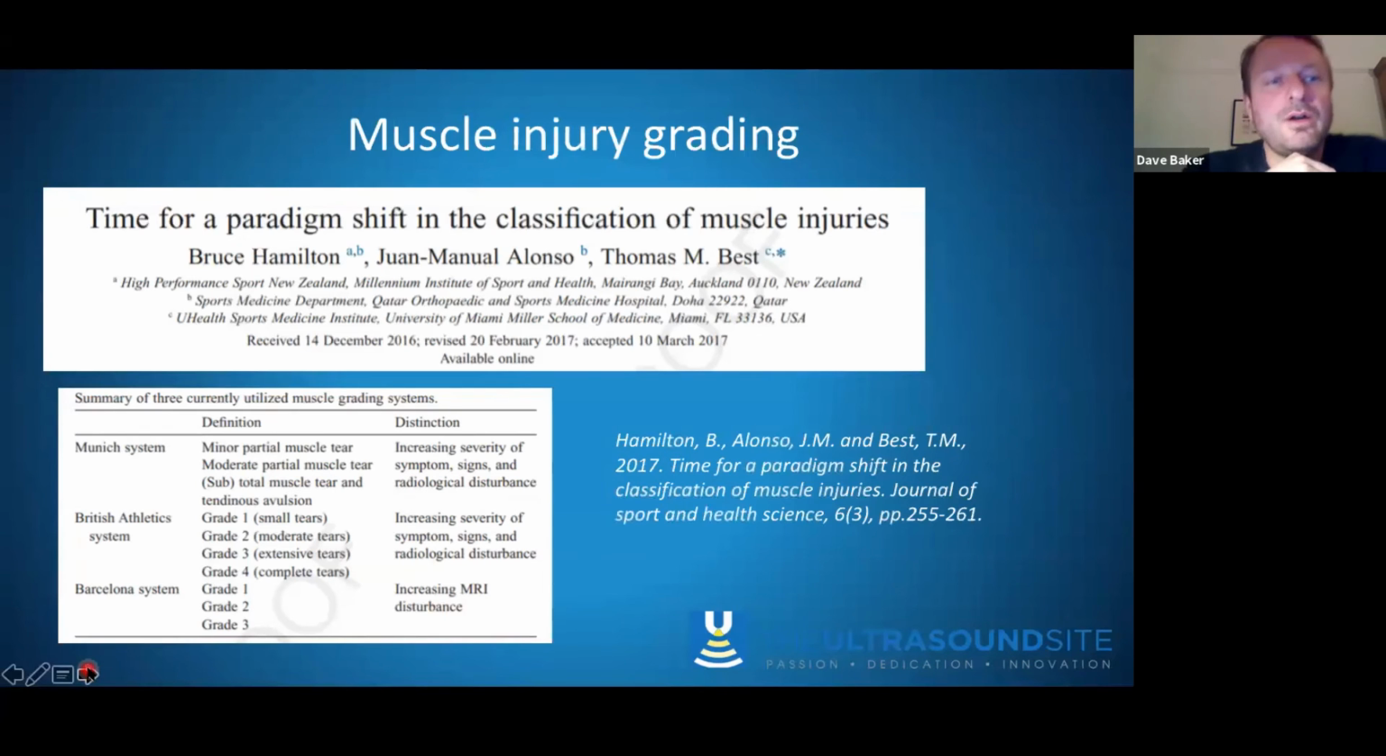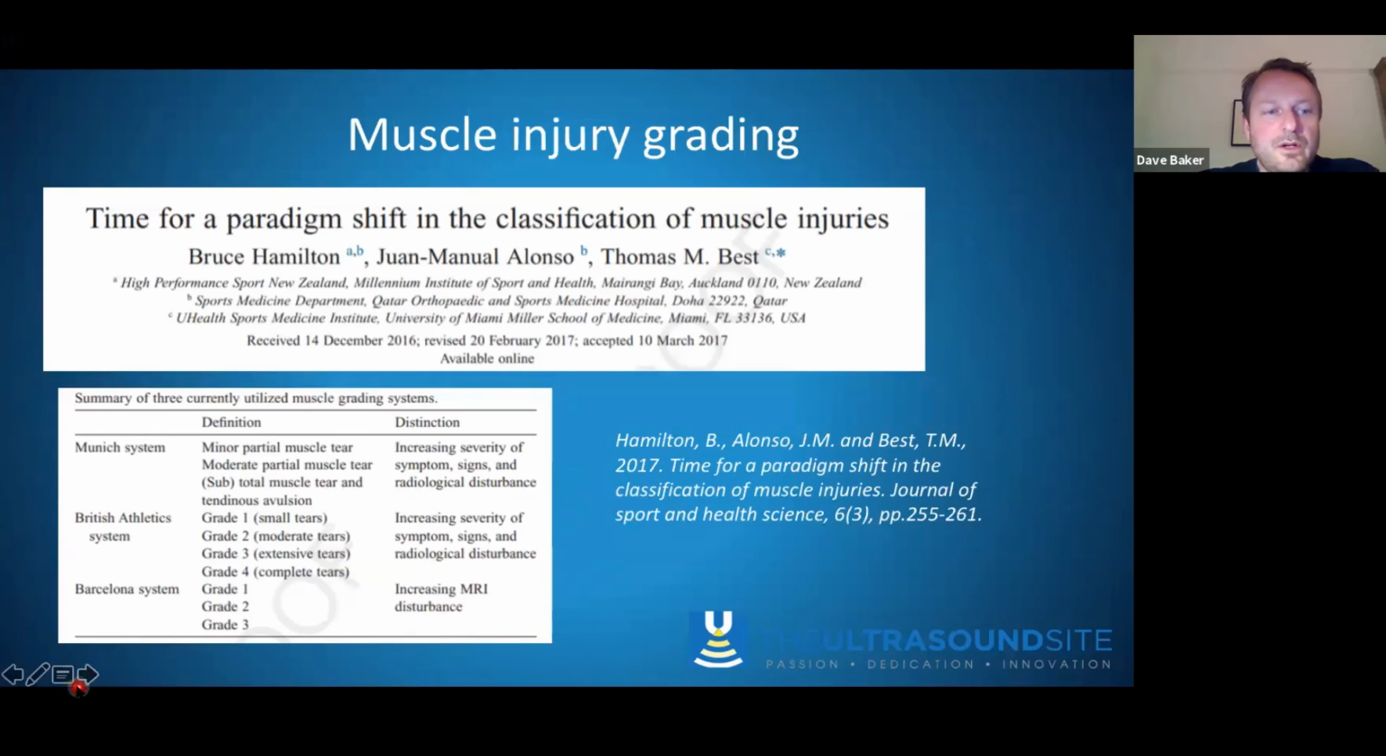So there are a number of different grading systems for muscle injuries, but typically your grade 1 is either a strain, so no actual disruption to the muscle fibers, or a very small amount, so less than 5% oftentimes would be the size of the tear. So a very, very small disruption in the actual muscle fibers itself.